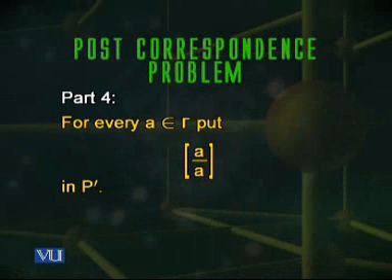In this case, for every tape symbol A in gamma, for every symbol in the work alphabet, we will put a domino which has A on top and A at the bottom in our collection P prime.